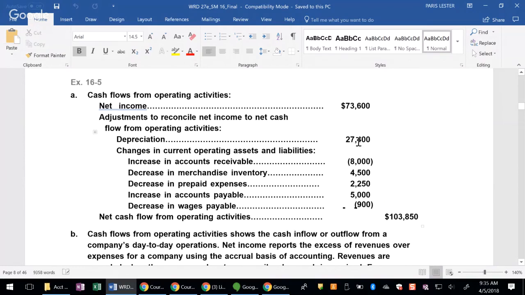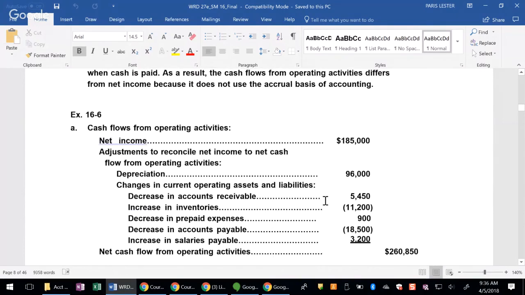Okay, this was number 5 with your net income, add depreciation, accounts receivable increase, so that's a minus. Inventory decreased, that's a plus. You got money from inventory. Prepaid expenses decreased, so you're using something that you'd paid out cash for a year ago or whatever. Increase in accounts payable, that's the same as borrowing money, that's a plus. Decrease in wages payable, it means you're paying some of your wages payable, and that's a minus. And the answer was 103,850. Now on number 6, how many of you got 263,850?